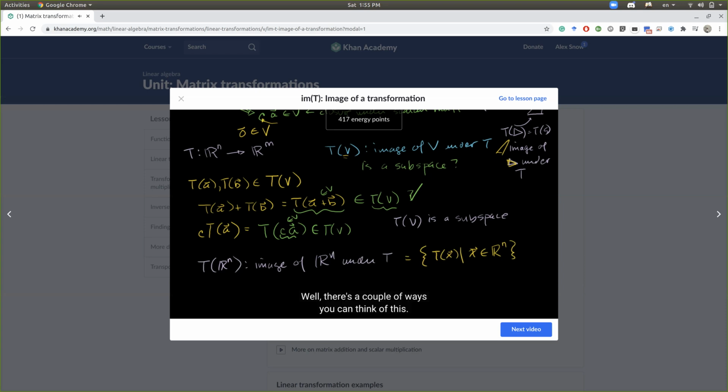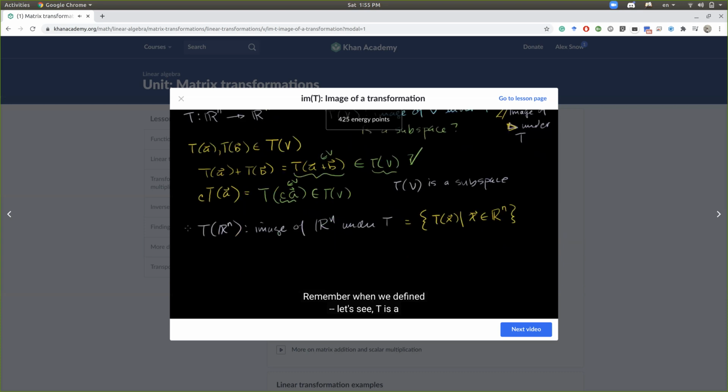Well, there's a couple of ways you can think of this. Remember when we defined T as a mapping from Rn to Rm. We define Rn as the domain, all of the possible inputs for our transformation, and we define Rm as the codomain. Remember I told you that the codomain is part of the definition of the transformation, and it's the space that we map to. It's not necessarily all of the things that we're mapping to. For example, the image of Rn under the transformation may be all of Rm, or maybe some subset of Rm.